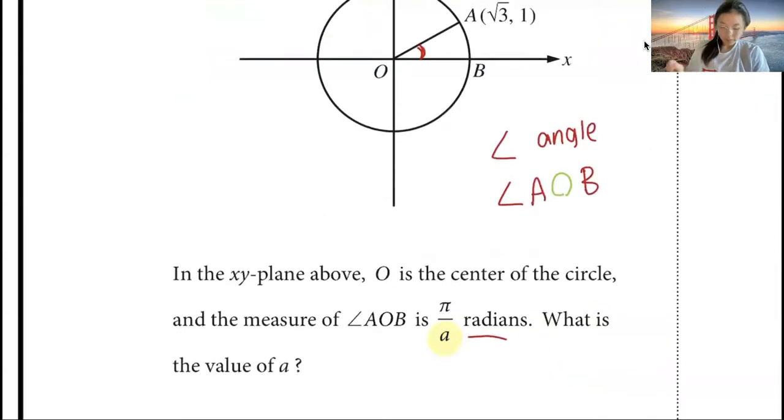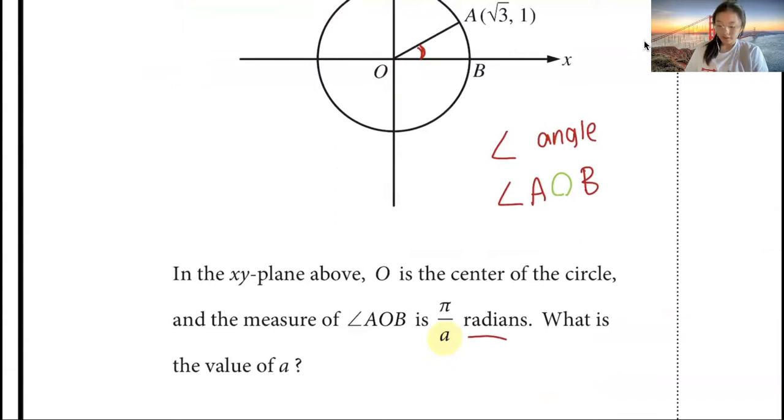So in the XY plane above, O is the center of the circle, this one. And the measure of angle AOB is pi over A radians. So there might be a lot of things you don't know yet, but let me explain.